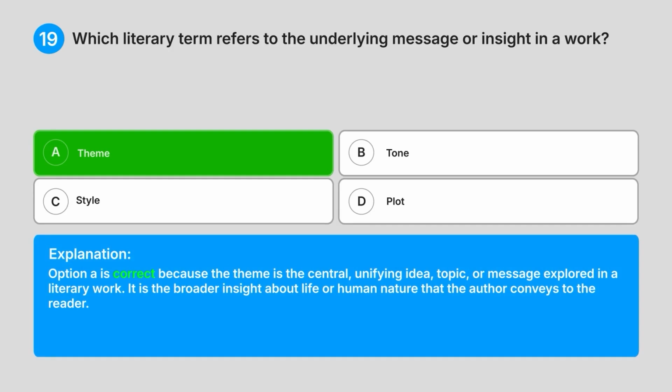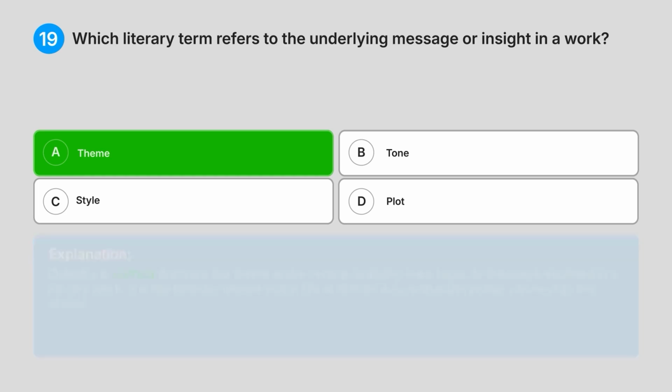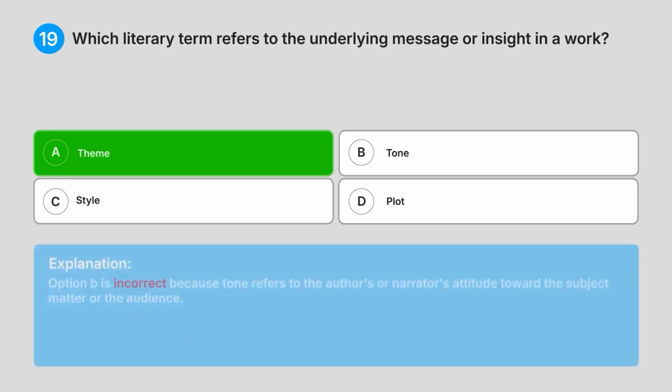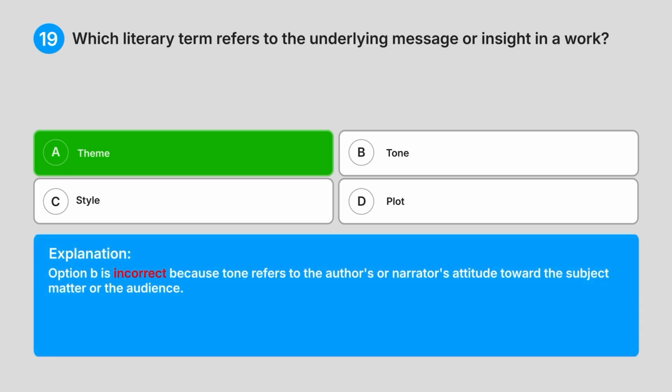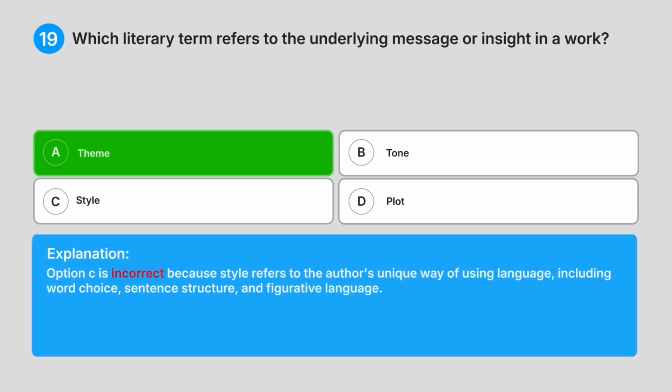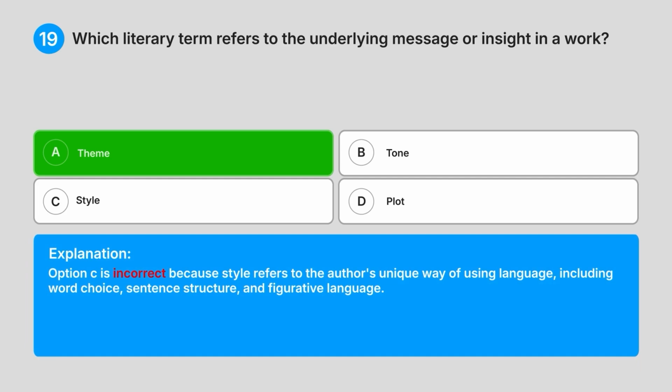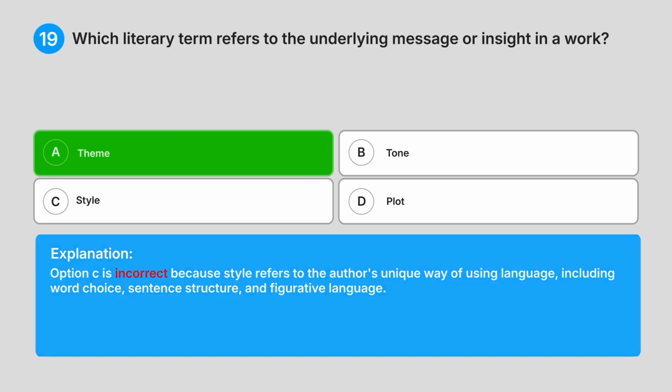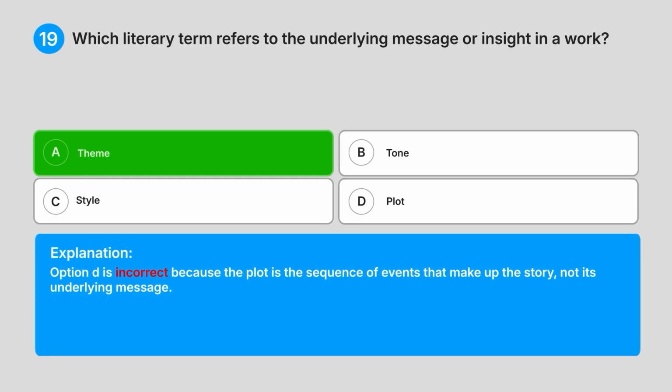Explanation: option A is correct because the theme is the central, unifying idea, topic or message explored in a literary work. It is the broader insight about life or human nature that the author conveys to the reader. Option B is incorrect because tone refers to the author's or narrator's attitude toward the subject matter or the audience. Option C is incorrect because style refers to the author's unique way of using language, including word choice, sentence structure, and figurative language. Option D is incorrect because the plot is the sequence of events that make up the story, not its underlying message.